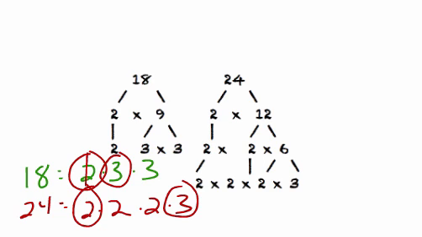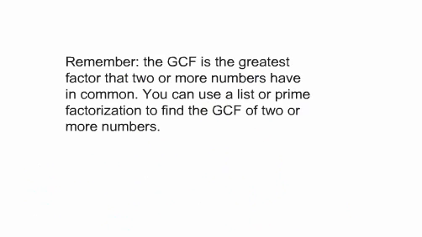Okay, they have a 2 in common. They have a 3 in common. Okay, so 2 times 3 is 6. The GCF, the greatest common factor of 18 and 24, is 6.